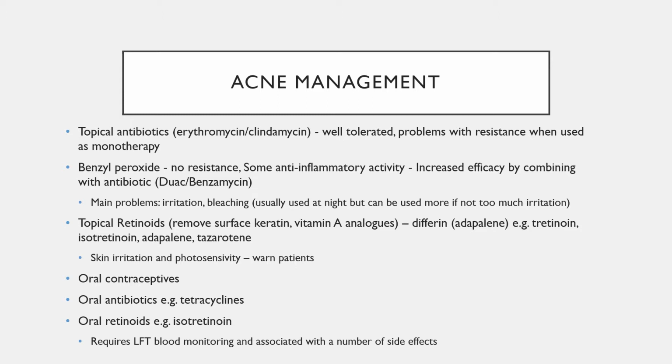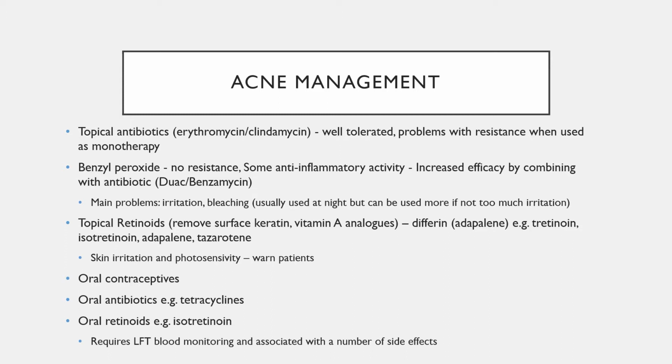With the antibiotics, they're usually very good, but if you use them on their own, you can get resistance quite easily. So typically, they're combined with benzoyl peroxide. The main problem with that being that you can get irritation and sometimes bleaching of the skin. Similarly, topical retinoids can be combined with this, but this can cause photosensitivity and irritation. With patients who are going through puberty, there's a lot of hormonal acne, and oral contraceptives, so the combined pill, can often help with this hormone control.